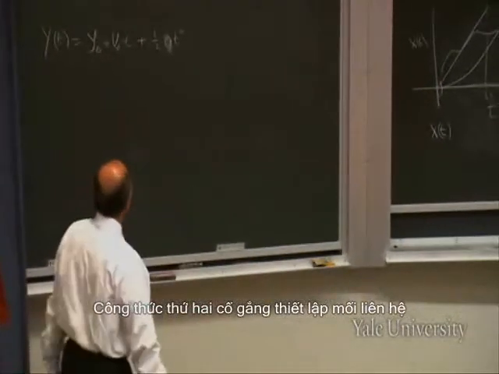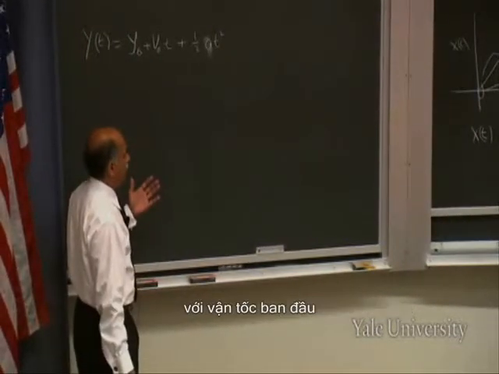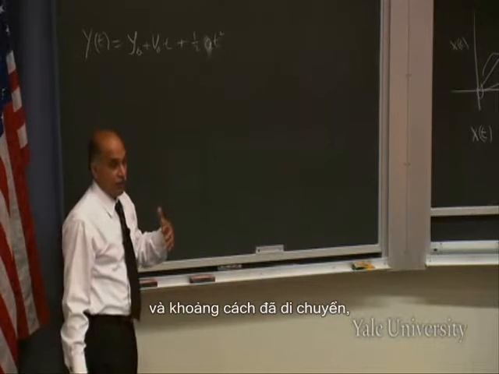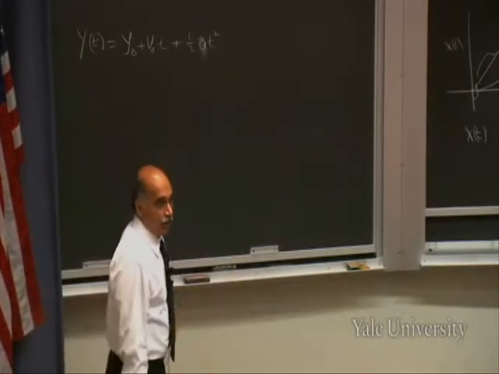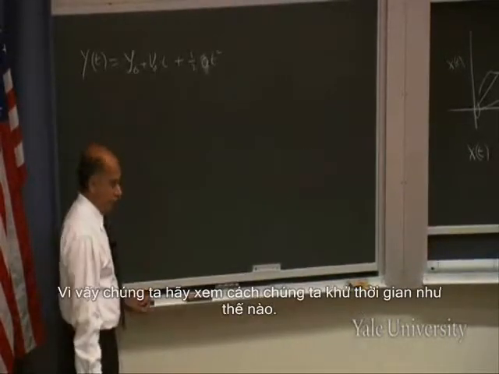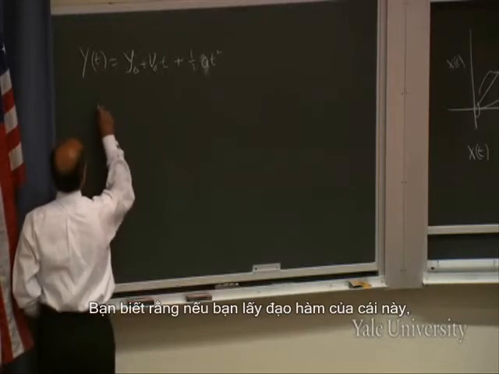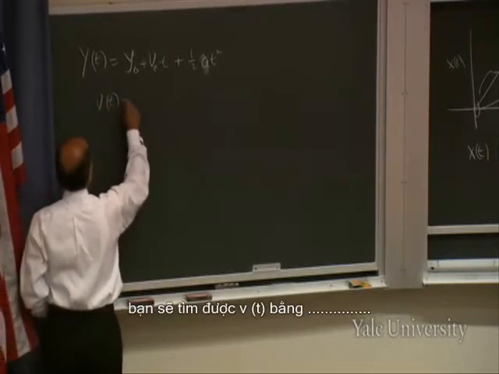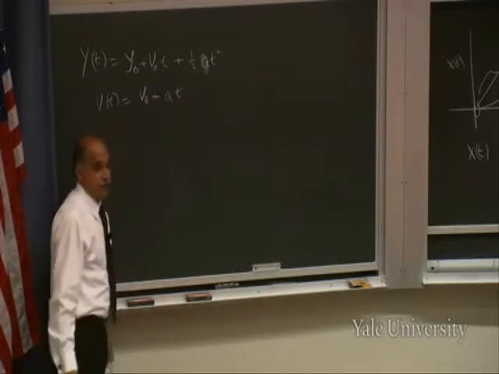Second formula tries to relate the final velocity at some time t to the initial velocity and the distance traveled with no reference to time. So the trick is to eliminate time from this equation. So let's see how we can eliminate time. You know that if you took a derivative of this, you'll find v of t is v0 plus a t.